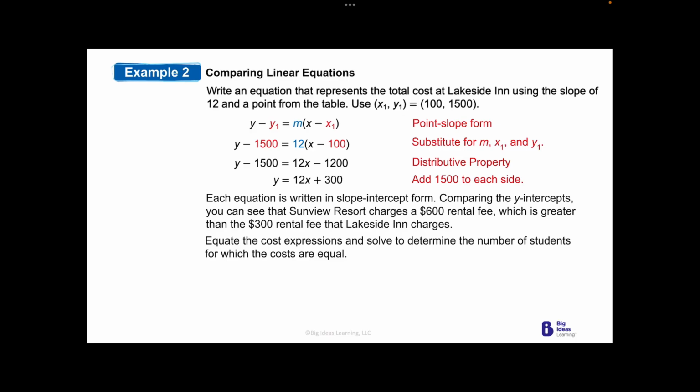So what my equation and the SunView equation state is that we have 10x plus 600 equals 12x plus 300. Good news is that the initial price is lower on the Lakeside. That Lakeside is $300 to start off. Your initial price is your y-intercept. But as we go along, that x represents the number of students it would take for them to cost equally, 150 students.